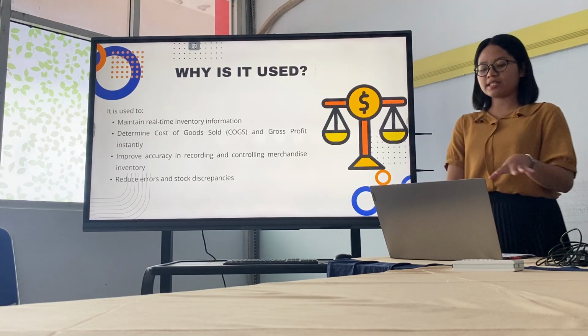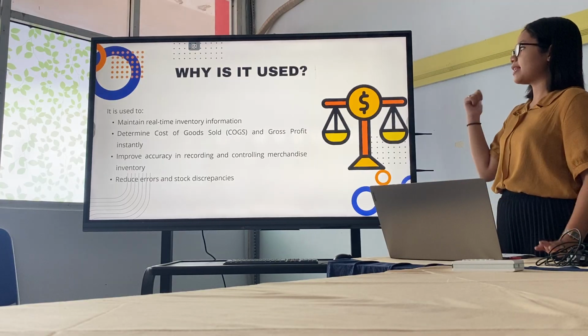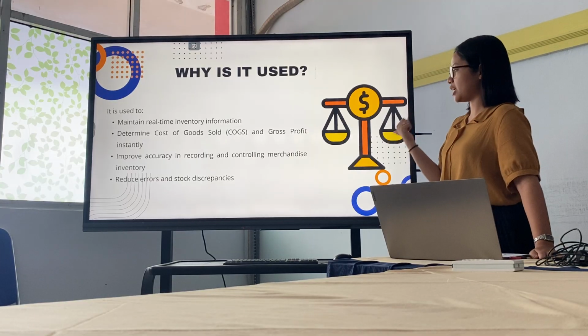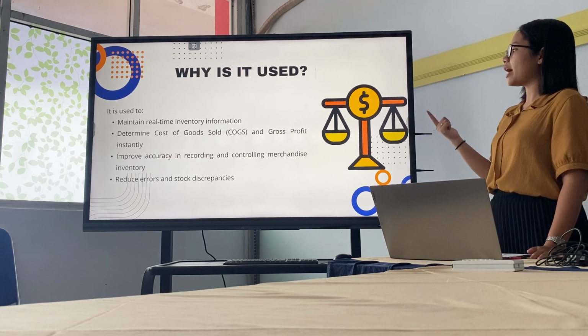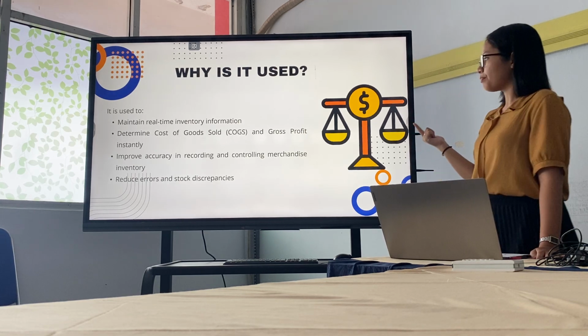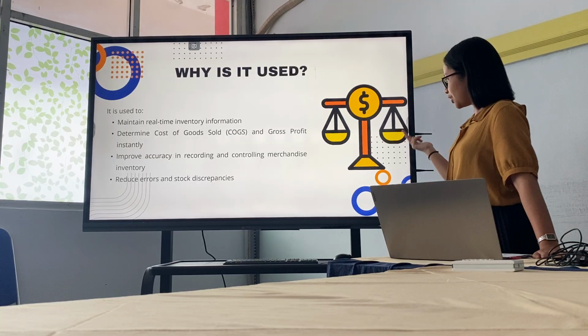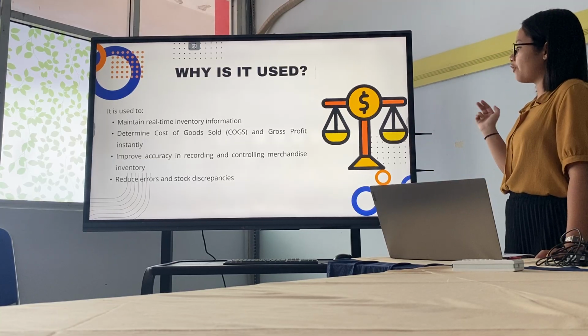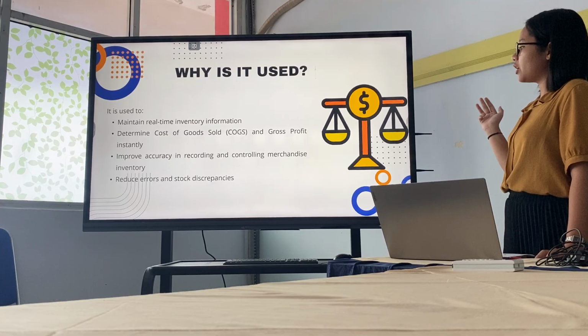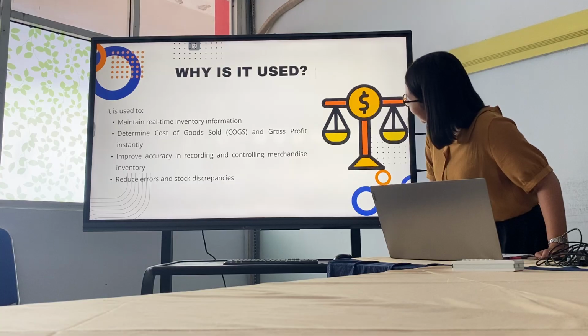And why is it used? First, to maintain real-time inventory information. Second, to determine cost of goods sold and gross profit instantly. Third, to improve accuracy in recording and controlling merchandise inventory, and to reduce errors and stock discrepancies.